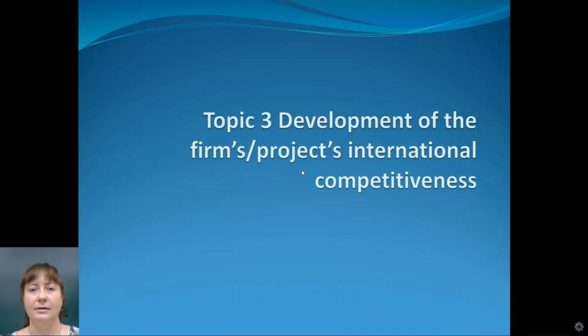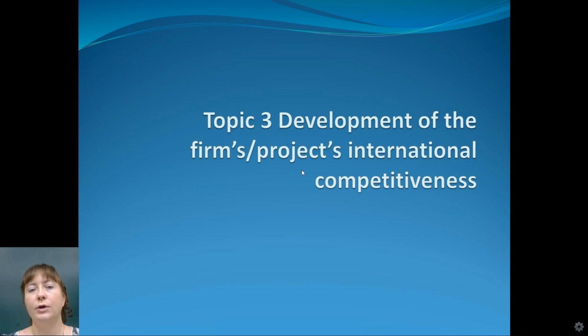So today we start topic number 3, and we continuously discuss the global strategies in high-tech industries. So that's why today I'm going to explain to you how we may achieve competitiveness in the global environment, what kind of models and approaches may help us to build competitive strategy.